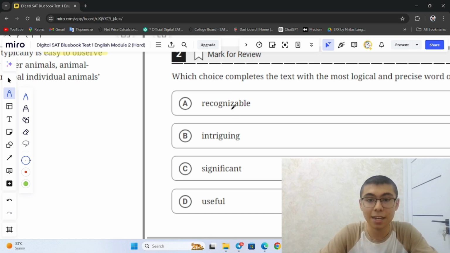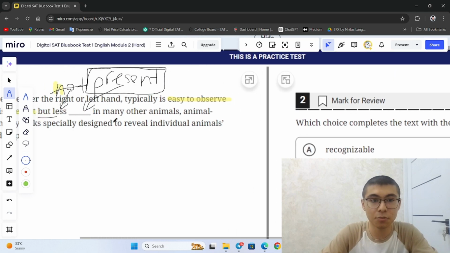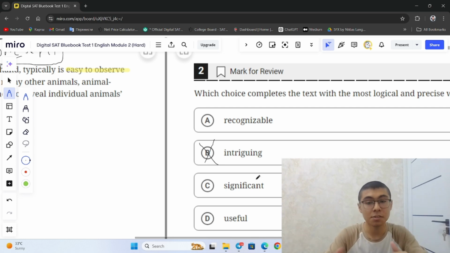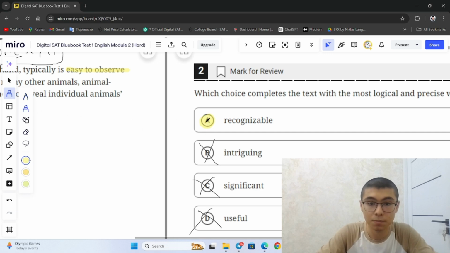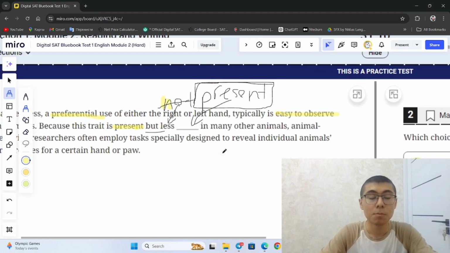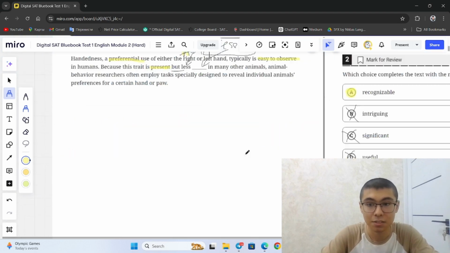Recognizable. Yeah, it's definitely a synonym for present. Intriguing? Are we talking anything about interesting or intriguing? No. Significant? Are we talking about the value? Is it significant or less significant? No. We are just talking about the presence of it. Useful? We're not talking about the usefulness. So A is the correct answer choice. You just have to look for words that are just paraphrases or synonyms. You always have to look for these kinds of hints.